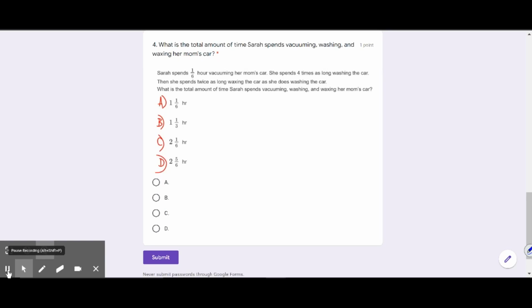All right, super friends, our last example that we're going to do today says Sarah spends 1/6 of an hour vacuuming her mom's car. So the vacuuming the car is 1/6 of an hour. She spends 4 times as long washing the car. So 4 times as long as she did vacuuming, but washing the car. Then it says she spends twice as long waxing the car as she does washing the car. So whatever this equals, which is 4/6, because if I go like that, she does twice that washing the car.